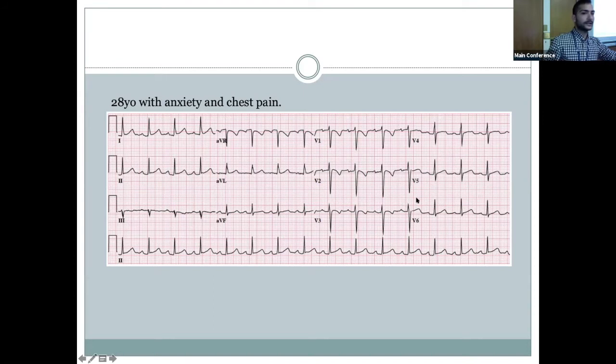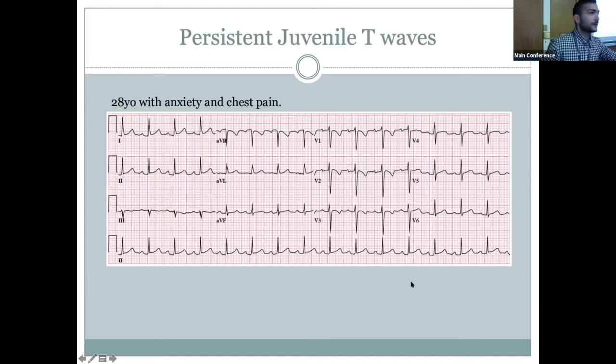But this is a pattern that I think we should be familiar with, especially given our patient population. This is persistent juvenile T waves. And so we see this pattern very frequently in young women, especially of Afro-Caribbean descent. Whether the persistence of it, really, if these T waves persist from youth until 30, 40 years old, is kind of debatable. There is some evidence that the T waves can actually develop over time or become less apparent over time. So persistent may be a misnomer, but the pattern is one of symmetric T wave inversions in the precordial leads.